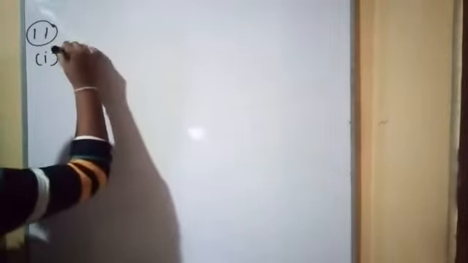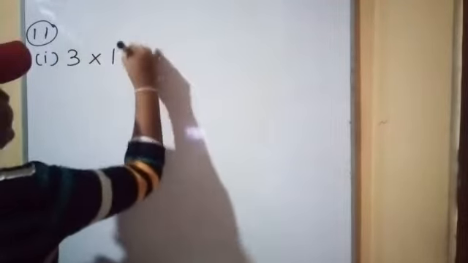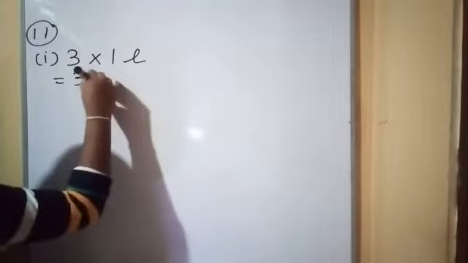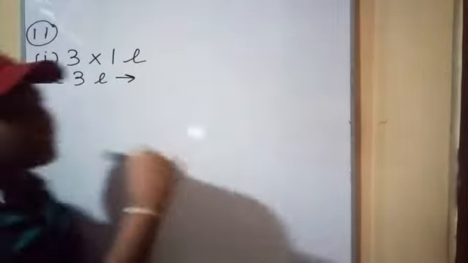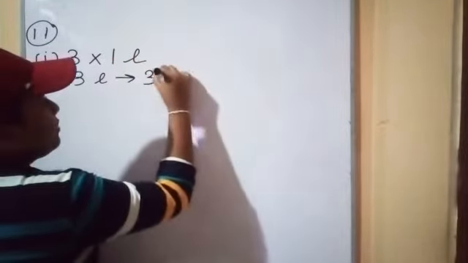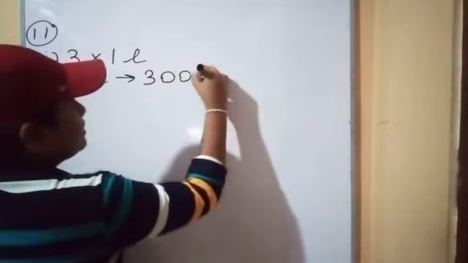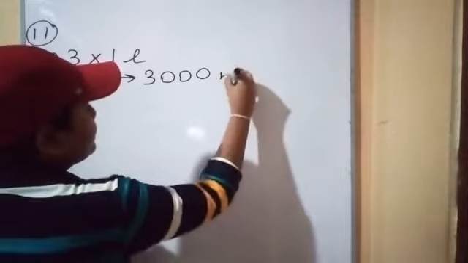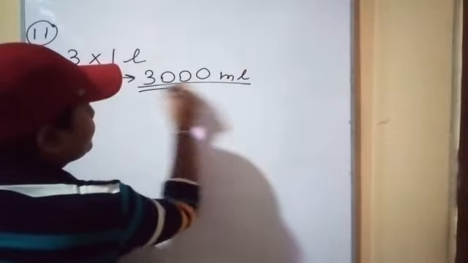Now orange juice, in the textbook 1 bottle is 1 liter. So they give 3 bottles of orange juice having 1 liter each. That means 3 multiply 1 liter. What's the answer? 3 liters. So convert into milliliters because they asked for milliliters. 1 liter is 1000, so 3 liters is 3000 milliliters.